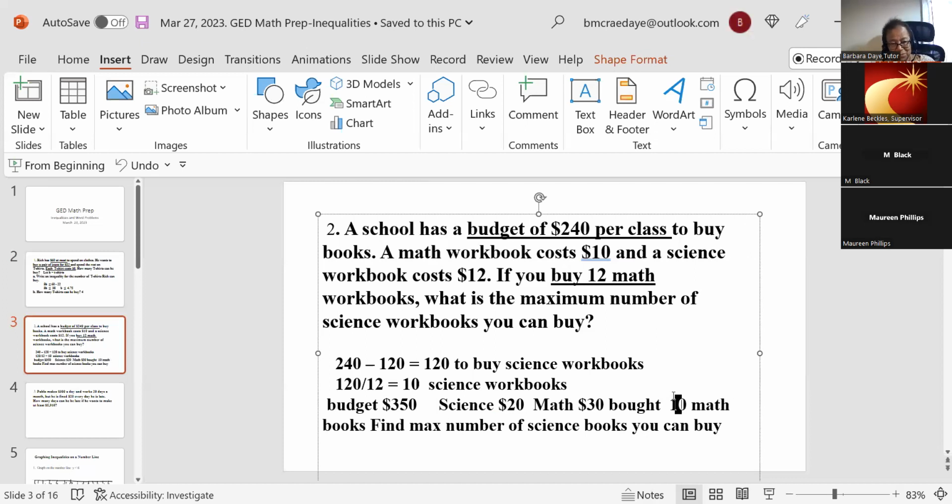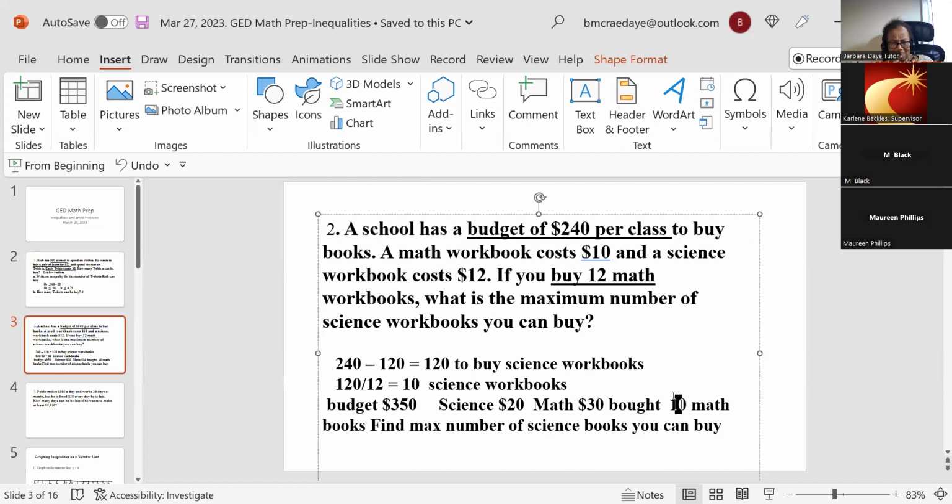Okay, math, you should say 10. Same problem, except I changed it to 10. Now I'm within my budget, right? So what's the answer? How many science books can I buy? Oh, $20 for one science book. So the science books would be $200 from 350, leave 150.